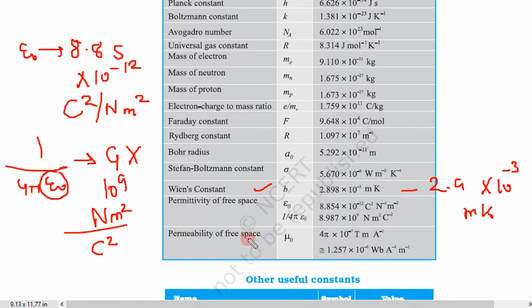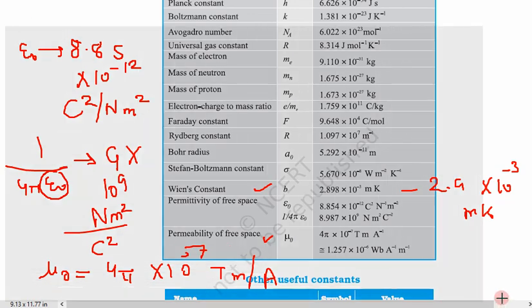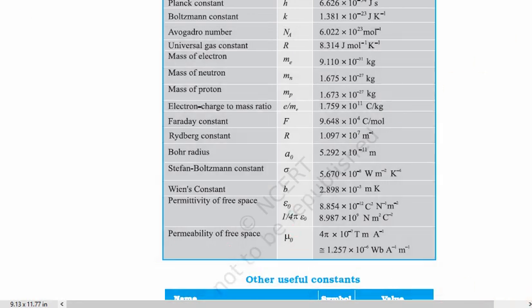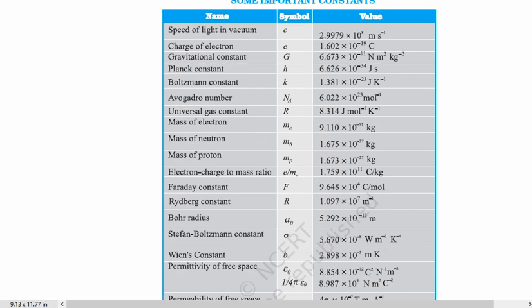And last is the permeability of free space, mu naught. What is the value of mu naught? 4 pi into 10 to power minus 7 Tesla meter per ampere. So these are some of the very important constants that we have to remember. But some of them are very important. What are those most important?